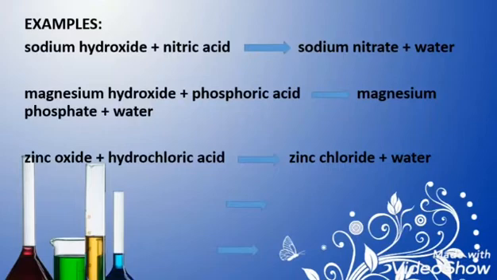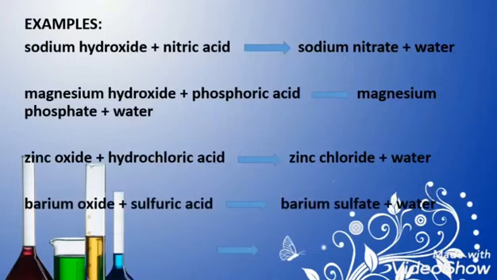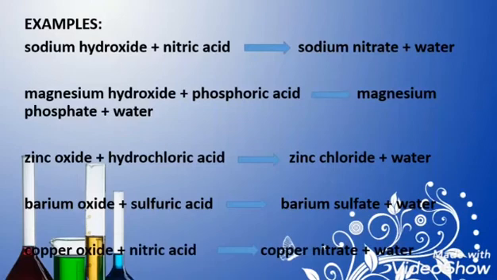On the other hand, if zinc oxide reacts with hydrochloric acid, the name of the salt will be zinc chloride plus water. Barium oxide plus sulfuric acid would give you the salt barium sulfate because of the sulfuric acid, and water. And when copper oxide reacts with nitric acid, the name of the salt will be copper nitrate because of the acid that was used, which is nitric acid, and water.